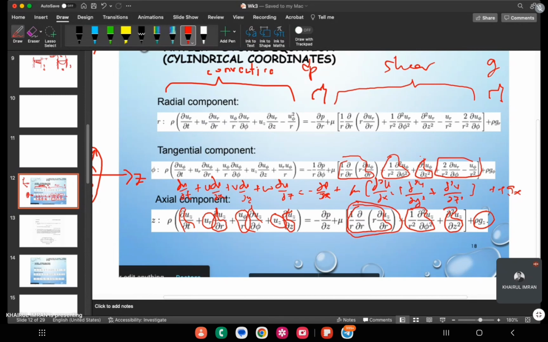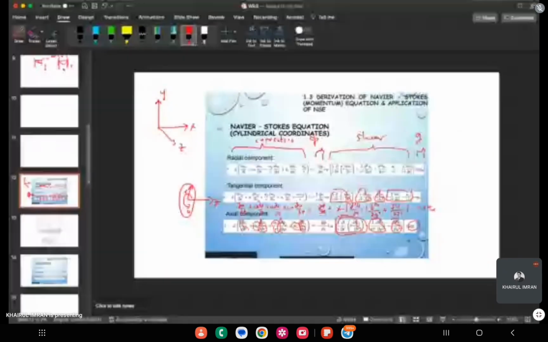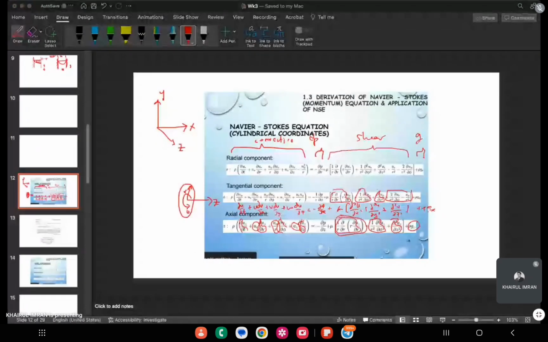Okay. Any question on cylindrical coordinates?